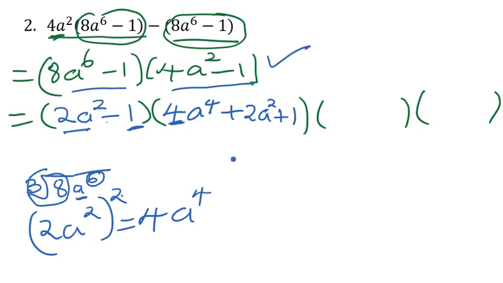Now we are factorizing that one there. To get this 4, that will be 2 multiplied by 2. To get a squared is a multiplied by a. To get negative, that will be negative multiplied by positive. To get 1, it's 1 multiplied by 1. All right, and then we are done.